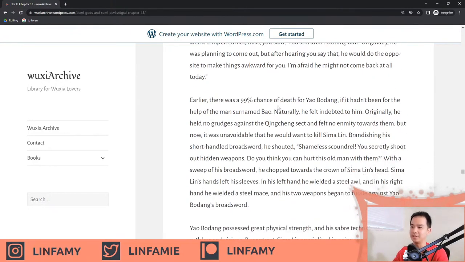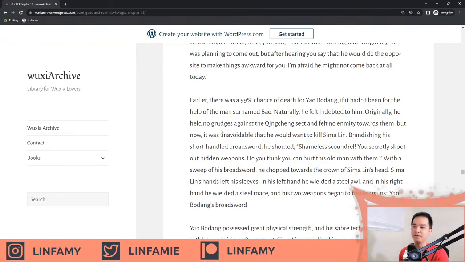Earlier, there was a 99% chance of death for Yao Bodong if it hadn't been for the help of the man surnamed Bao. Naturally, he felt indebted to him. Originally, he held no grudges against the Qincheng sect and felt no enmity towards them. But now it was unavoidable that he would want to kill Sima Lin. Brandishing his short-bladed broadsword, he shouted, "Shameless scoundrel! You secretly shoot out hidden weapons. Do you think you can hurt this old man with them?" With a sweep of his broadsword, he chopped towards the crown of Sima Lin's head.